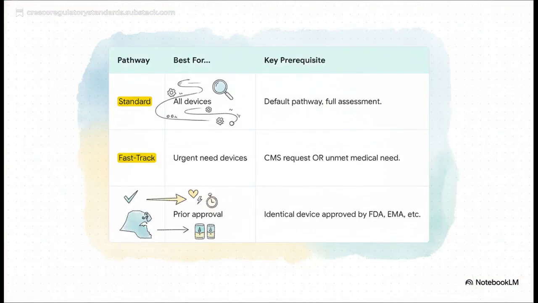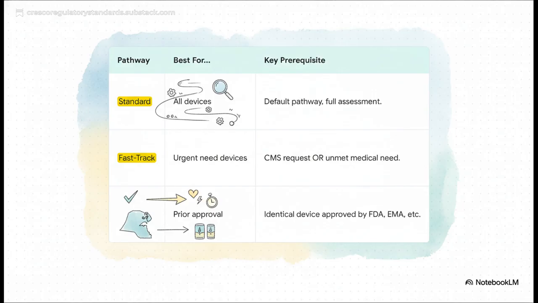So, you've basically got 3 lanes to choose from. The standard pathway, well, that's the default. It's the full, comprehensive regulatory review. Then you've got fast track, which is, as it sounds, for devices that are urgently needed. And then there's the abridged pathway.